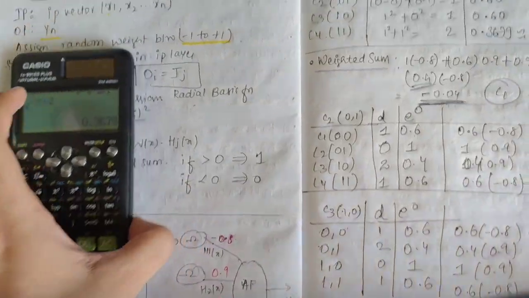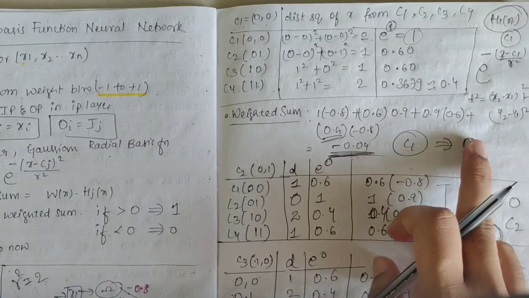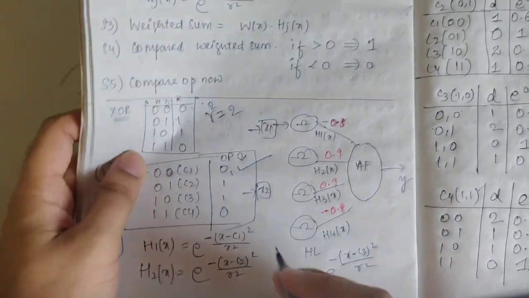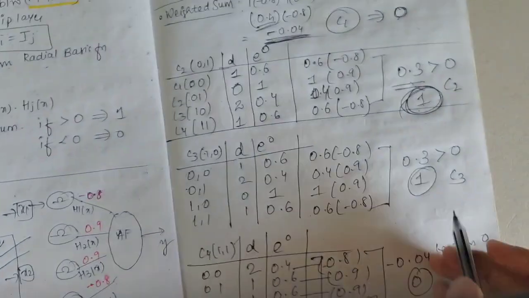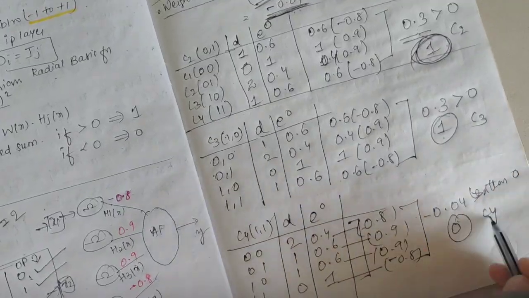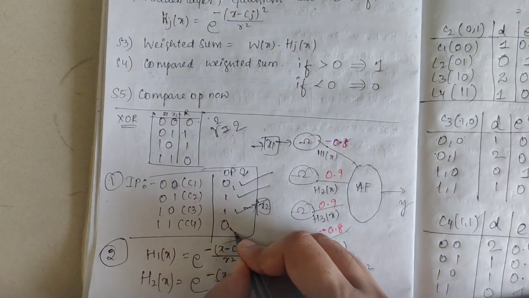So for C1, after calculating output, I got 0, right? And checking here, for C1 I had got 0. So first condition done. For C2 I got 1. Here for C2 I had to get 1, done. For C3 I got 1. Here C3 I had to get 1, done. And for C4 I got 0. Here for C4 I had to get 0.